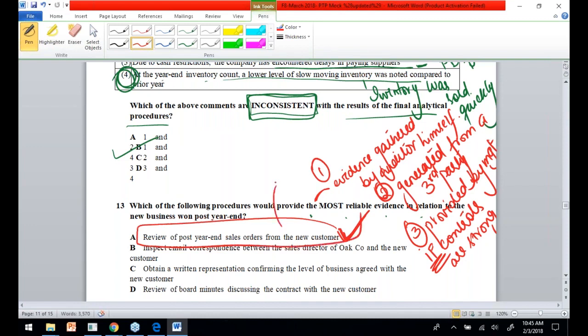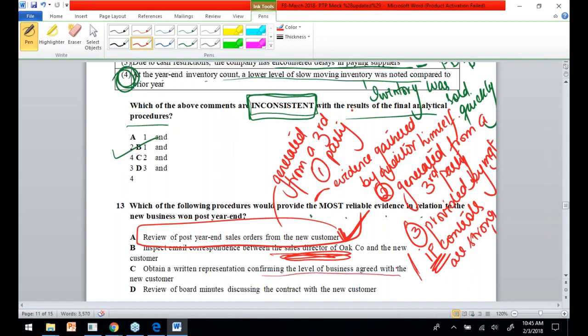This is audit evidence generated by the auditor himself, because this is being reviewed by the auditor himself, a review of post-year-end sales orders from a new customer. Also, since sales orders are generated from a third party, the customer, these are going to be reliable. Look at the second. Inspect email correspondence between the sales director of Oak & Company and the new customer. This evidence is provided by the management. Obtain a written representation confirming level of business agreed with the new customer. Again, written representation will be provided by the management.